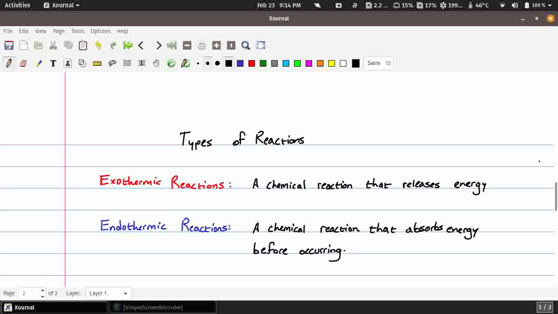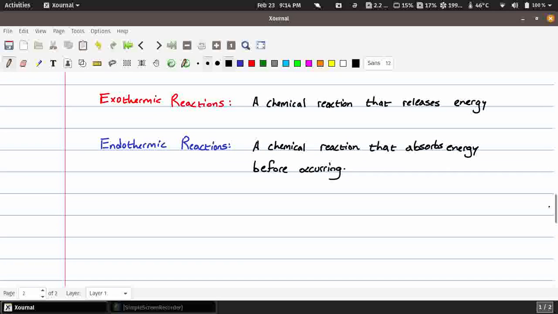Okay, so we have these two types of reactions. Your combustion reactions are going to be exothermic. They're always going to release energy. They need a little bit maybe to happen, but they're always going to release energy. Think of a fire, an explosion, your car engine, same thing.